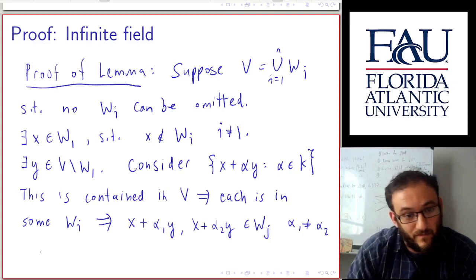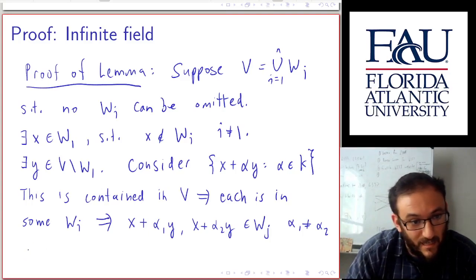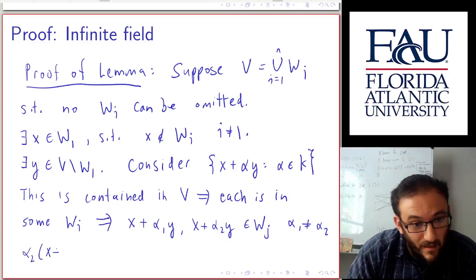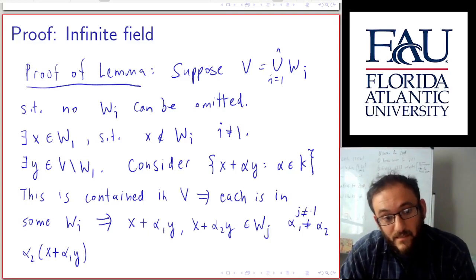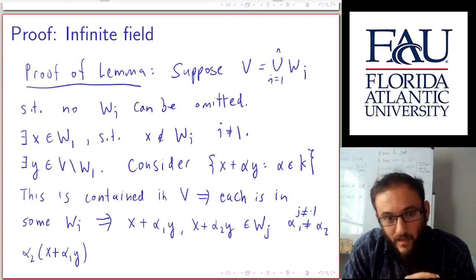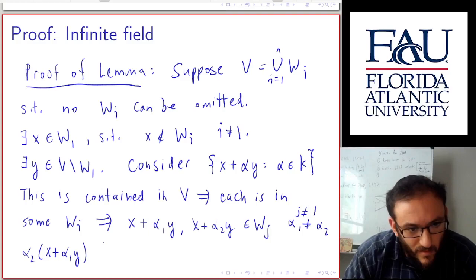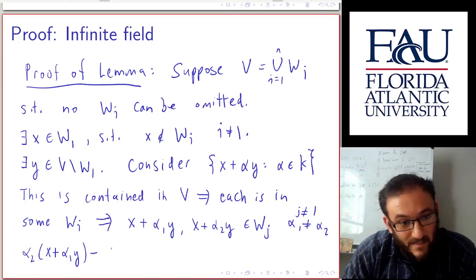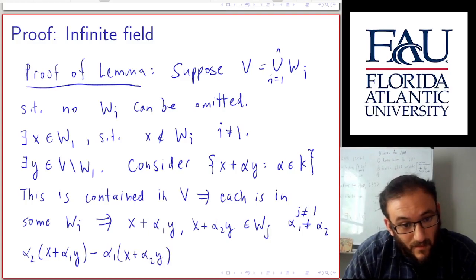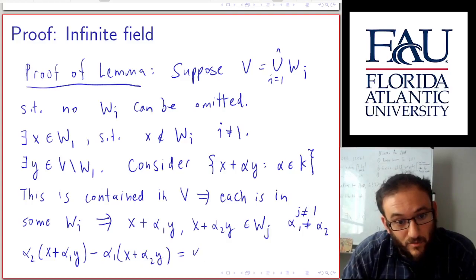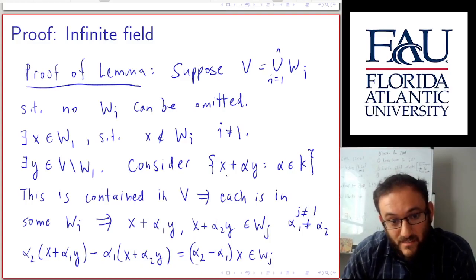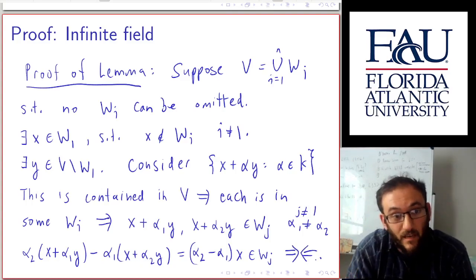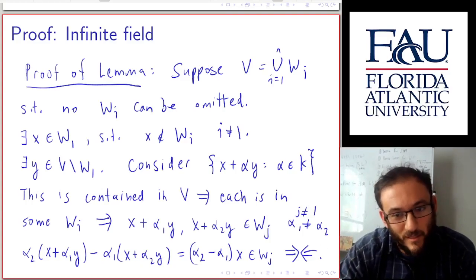But then we can cancel the y's. I should also note that j is not equal to 1 here, because since y is not in W1, x plus something times y can't be in W1. So if you take alpha2 times (x plus alpha1 y) minus alpha1 times (x plus alpha2 y), you get (alpha2 minus alpha1) times x in Wj. But we know x is not supposed to be in any of the other subspaces except for W1, so that gives us a contradiction. So it must be that you can't have V being a union of proper subspaces. Maybe a little belabored, but hopefully you got the idea.